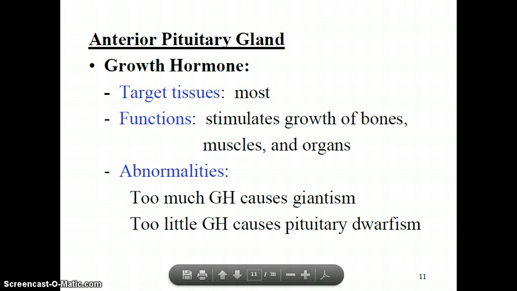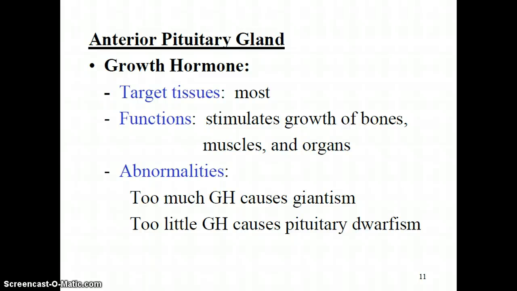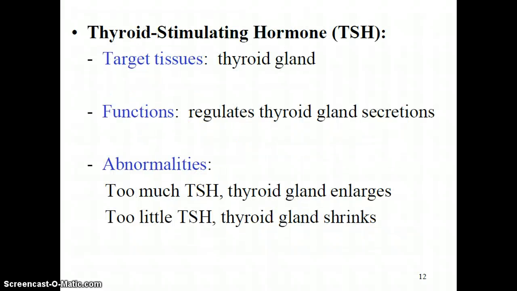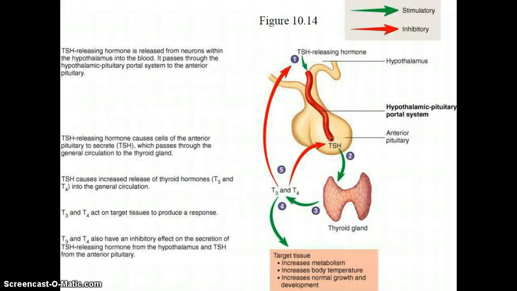All right. The anterior pituitary, here are some of the hormones that it secretes. I'm not going to read this to you. Please take a look at the functions of these anterior pituitary hormones. Here are some more. And this diagram shows you how negative feedback works to regulate a typical hormone. This is thyroid stimulating hormone.